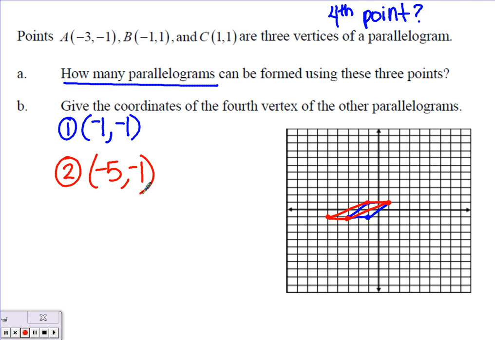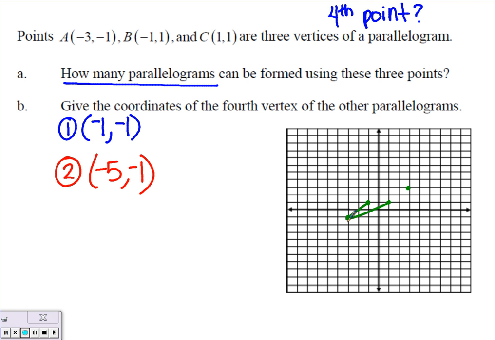The third one is a little harder for me to see, so I'm actually going to erase and start over. The third one would start again with (-3, -1), (-1, 1), and (1, 1). But the 4th point would actually be, let me see if I can figure this out. Oh, okay. So it would be viewing this as the right-hand side, but viewing this line as the bottom. And so that would put the top point, I think, there.